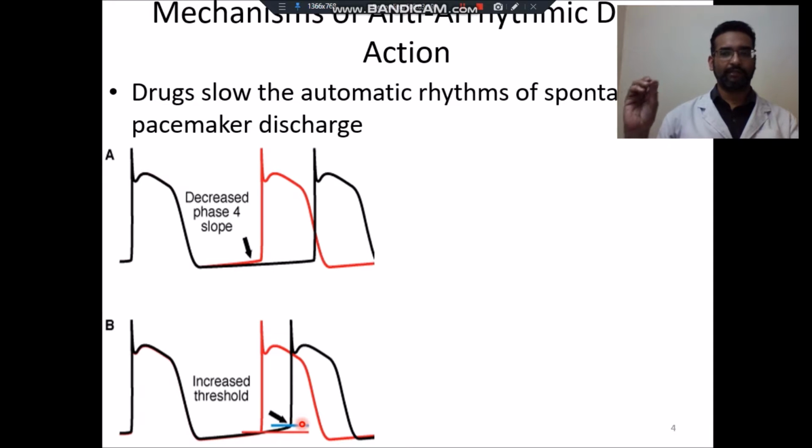So whatever current the stimulus is given earlier will not be sufficient enough to excite the cell. So the action potential cannot be generated. As a result, a higher amount of stimulus is required to generate an action potential. So this is another mechanism to delay the generation of action potential and thereby to decrease the heart rate.